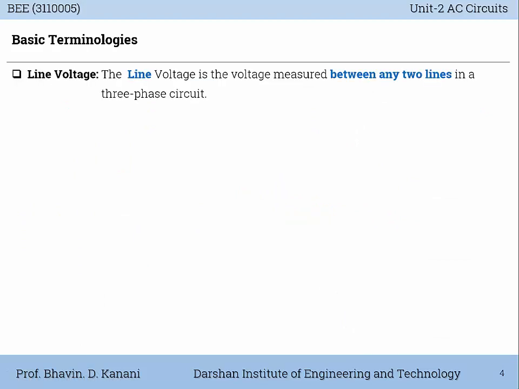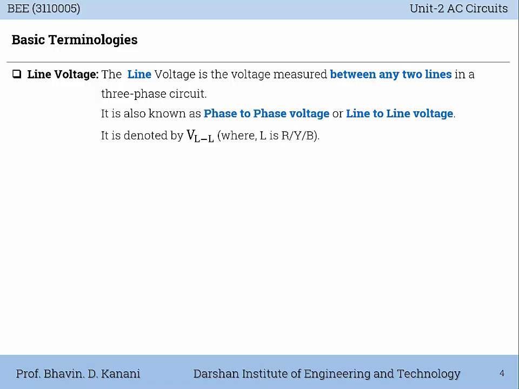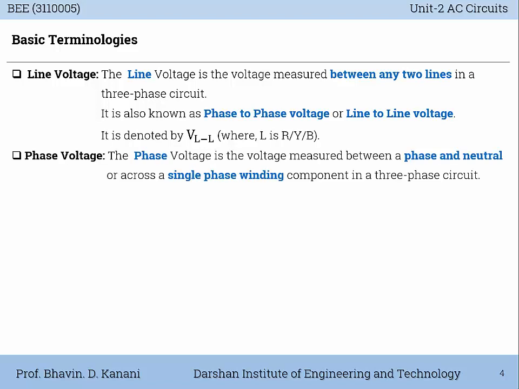Now let us understand some basic terminologies. First is line voltage. The line voltage is the voltage measured between any two lines in a three-phase circuit. It is also known as phase-to-phase voltage or line-to-line voltage. It is denoted by VLL, where L is either R, Y or B. Phase voltage. The phase voltage is the voltage measured between a phase and a neutral or across a single phase winding component in a three-phase circuit. It is denoted by VPN or VPH, where P and PH are either R, Y or B.